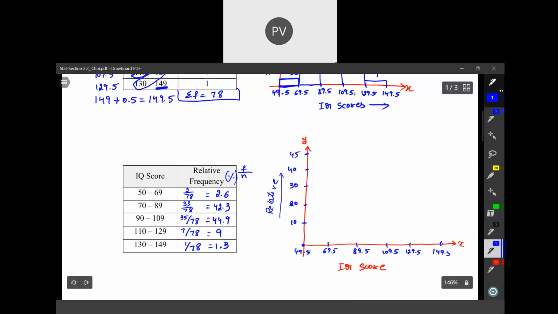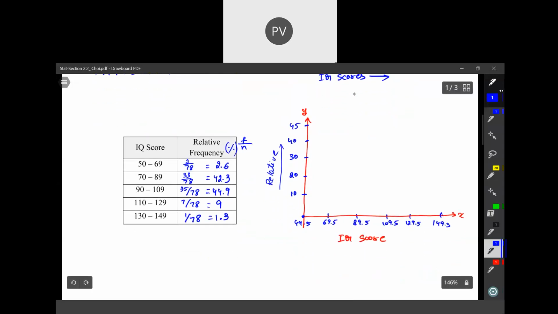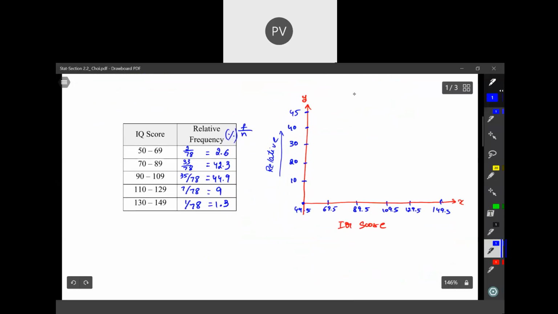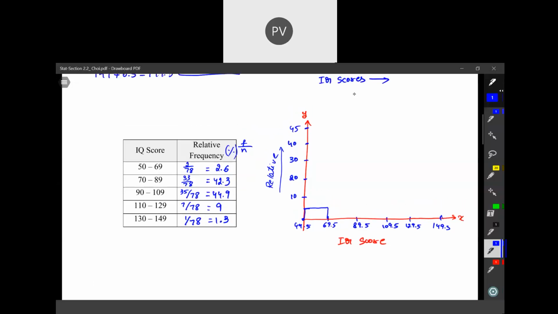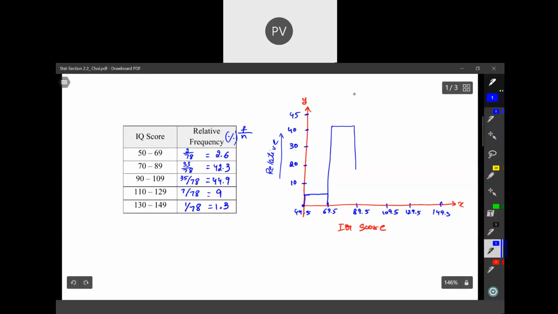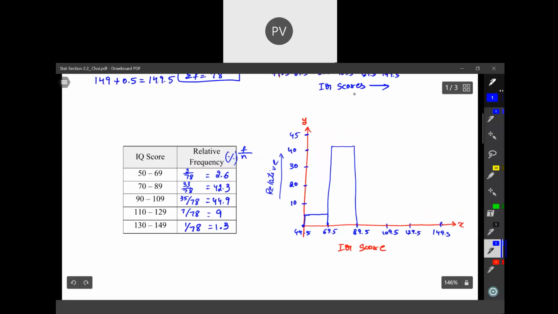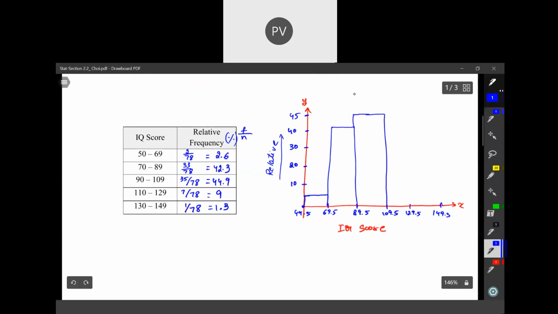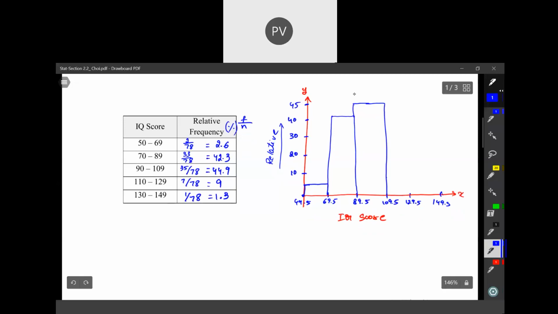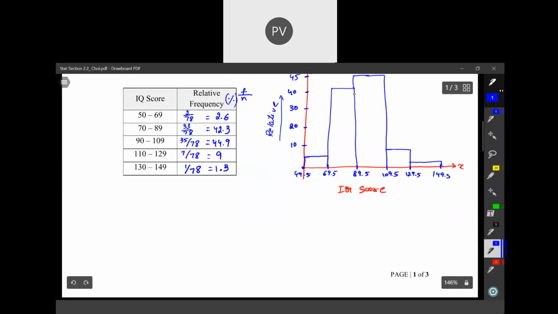Now, how do we draw the histogram? In the same way. So here the percentage is 2.6, which is below 10 percentage, so it will be around here. And next is 42.3, so it will be somewhere between 40 and 45, somewhere here. And next is 44.9. Roughly it will be 45, which is the highest point. And next is 9, which is less than 10, so I'm going to draw here. And next it is 1.3.